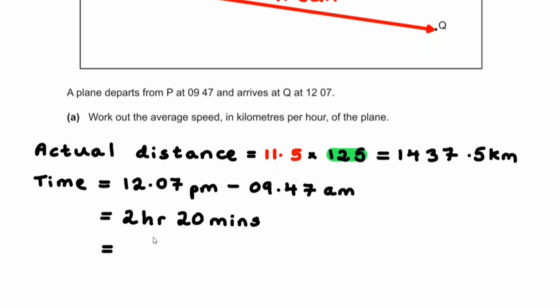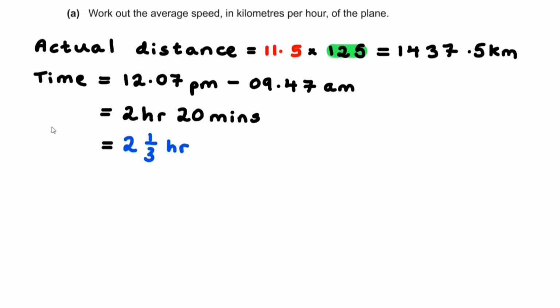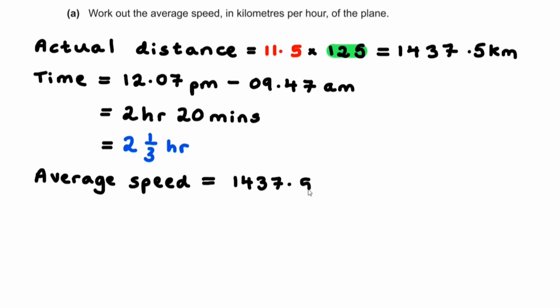So we have 2 and 1/3 of an hour. So to work out the average speed, we have this 1437.5 kilometers divided by the 2 and 1/3 hours.